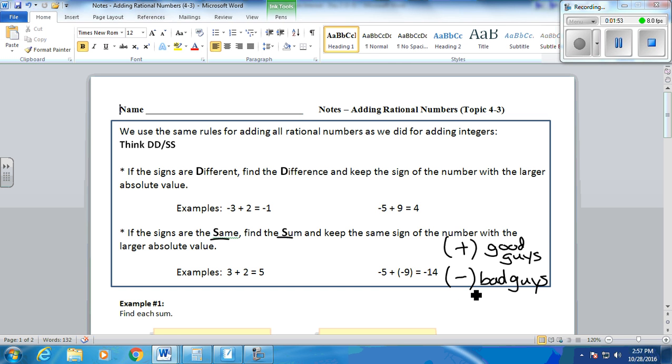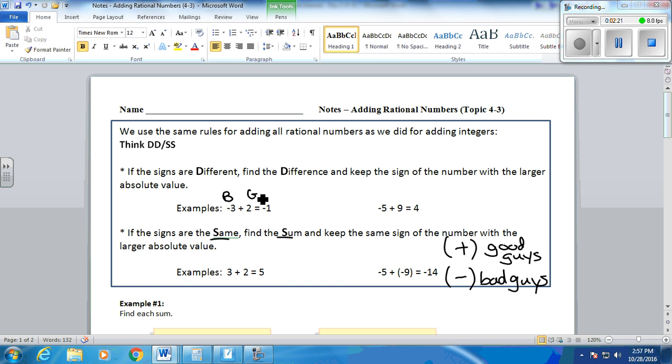So if the signs are different, meaning I have a good guy and a bad guy, they're on different teams. So if I look at -3 + 2, these would be bad guys, these would be good guys. Who are there more of? There are more bad guys, so my answer will be negative, and I would find the difference between the two to get -1. If the signs are the same, then they're on the same team, and so they just combine forces and keep their sign.